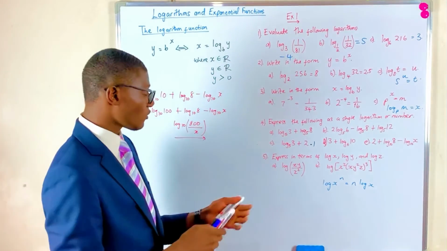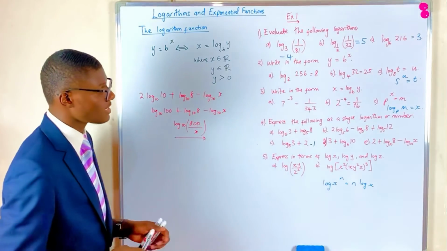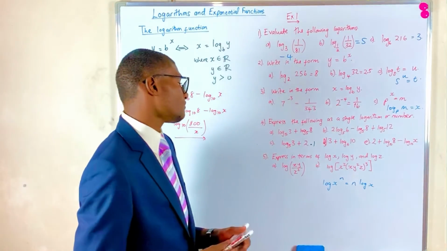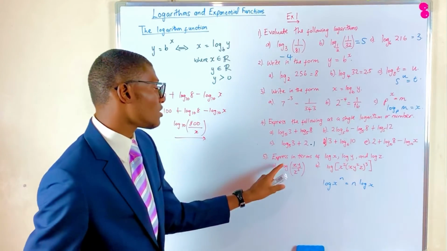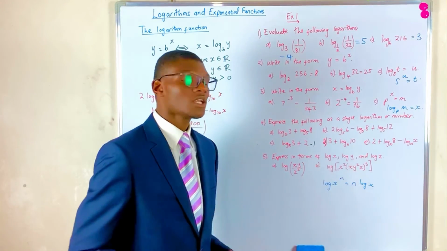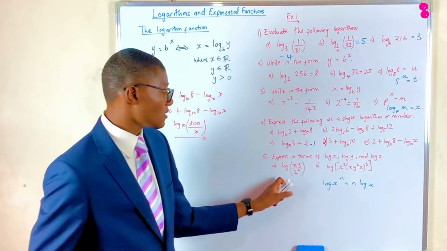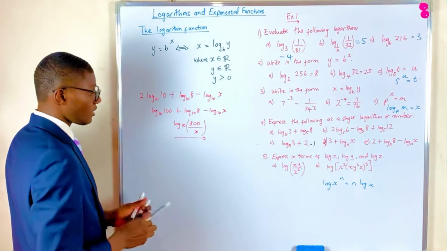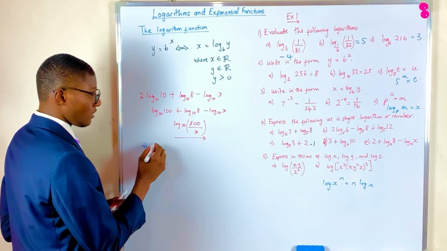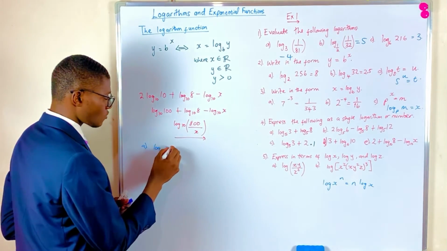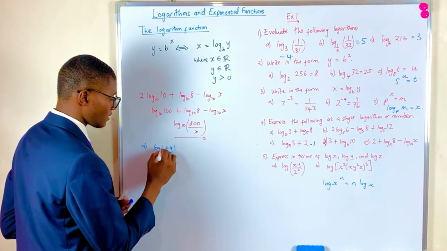And now looking at number 5. Number 5 says express in terms of log x, log y, and log z. So for the first part, 5a, right, we've got log of xy over z squared, right?